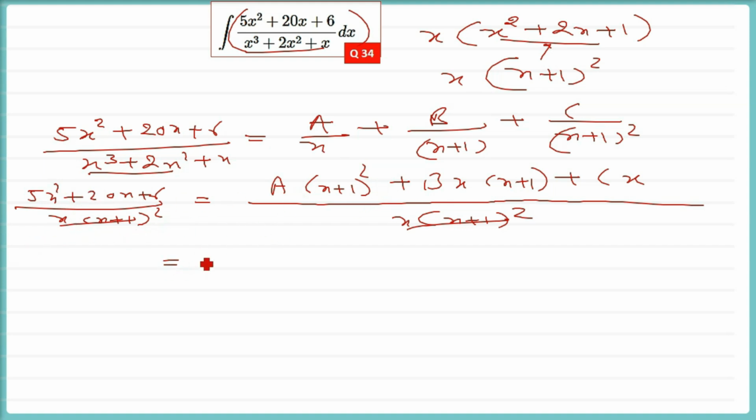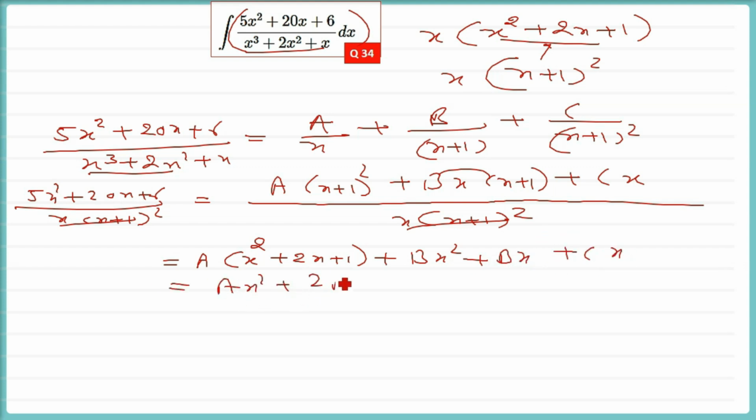It means that a into x plus 1 whole square, we have already seen that x square plus 2x plus 1 is x plus 1 whole square. So write it like this. b x into x plus 1 will be x square plus x, so bx square plus bx will come. Then we have cx. So multiply this: ax square plus 2ax plus a plus bx square plus bx plus cx. Now combine the similar terms, that is with a similar order.